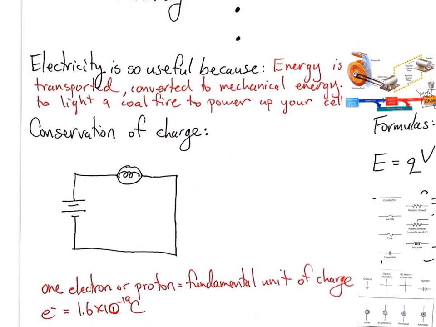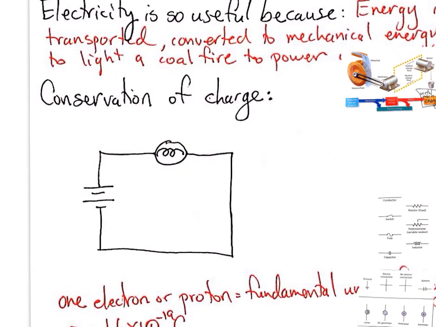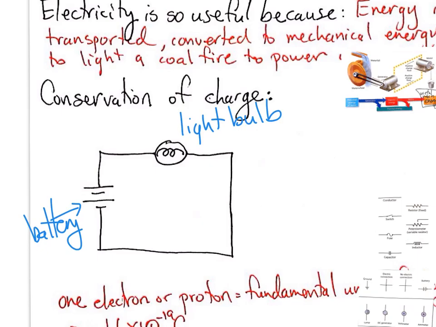When we talk about conservation of charge, here's a simple circuit. We have a power source here, so let's just call this a battery, because we'll be using batteries and light bulbs in class. This is a light bulb. And again, a lot of the electrical energy we use is to turn lights on inside so it's not dark.